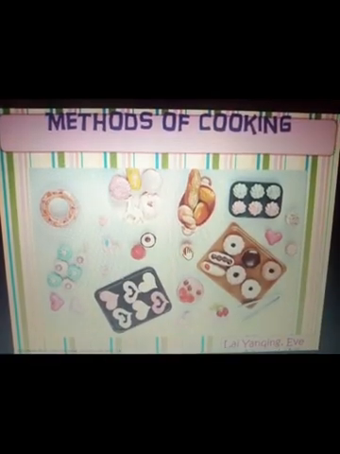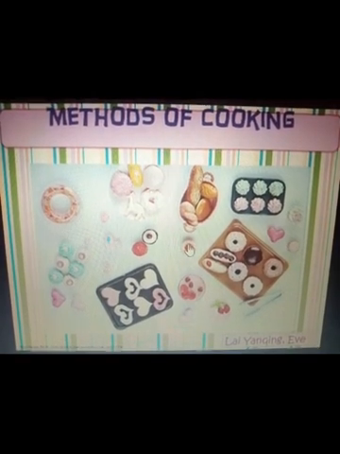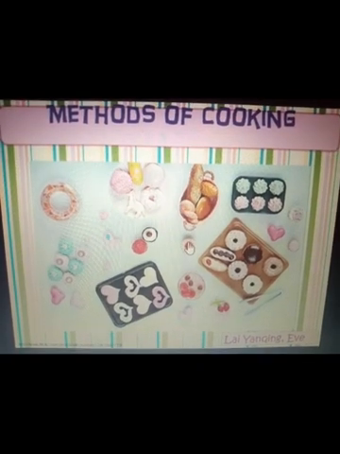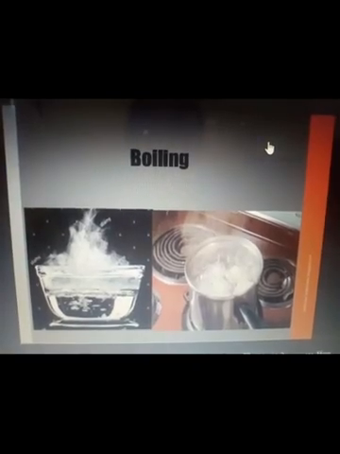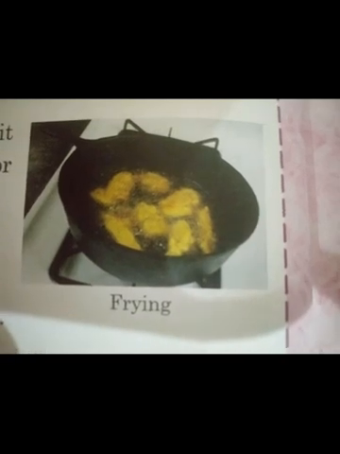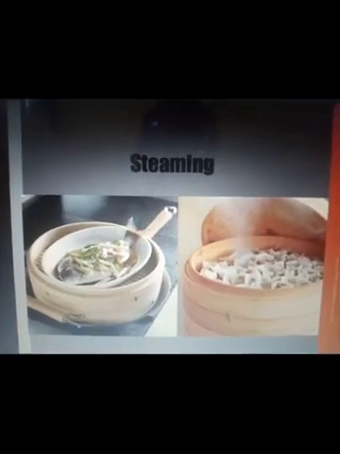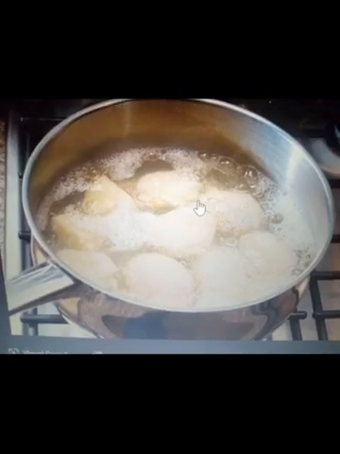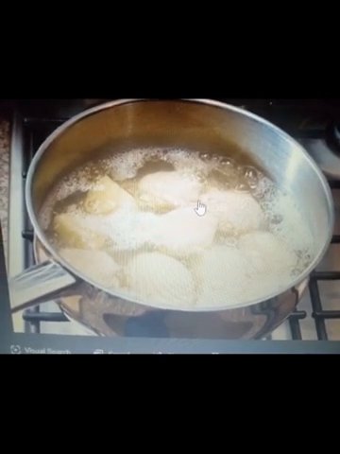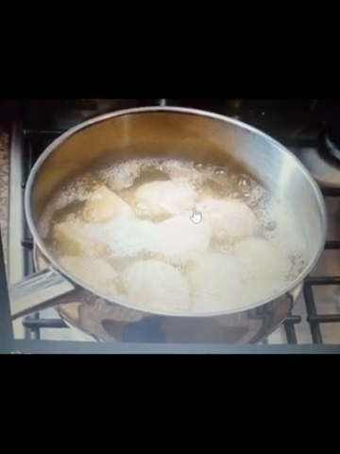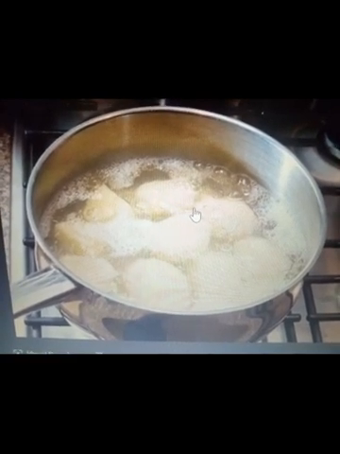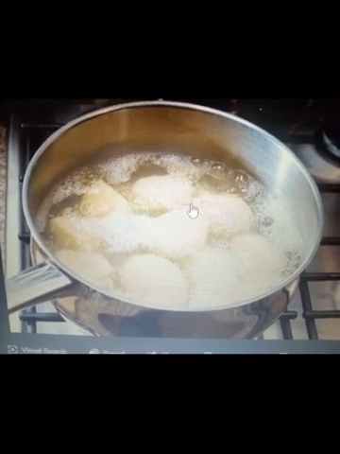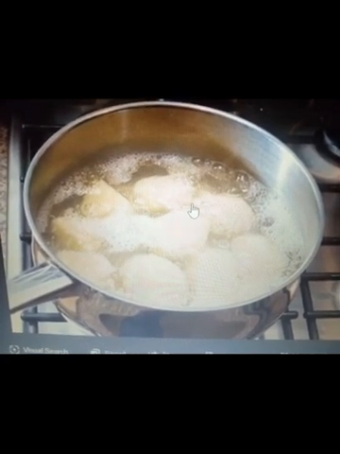Now, various methods of cooking. We will discuss 4 methods of cooking. First is boiling, second is frying, third is steaming, and fourth is baking. First is boiling. In this method, food is boiled and cooked. It is one of the most common methods of cooking. We can boil food items like potatoes, pulses, eggs.